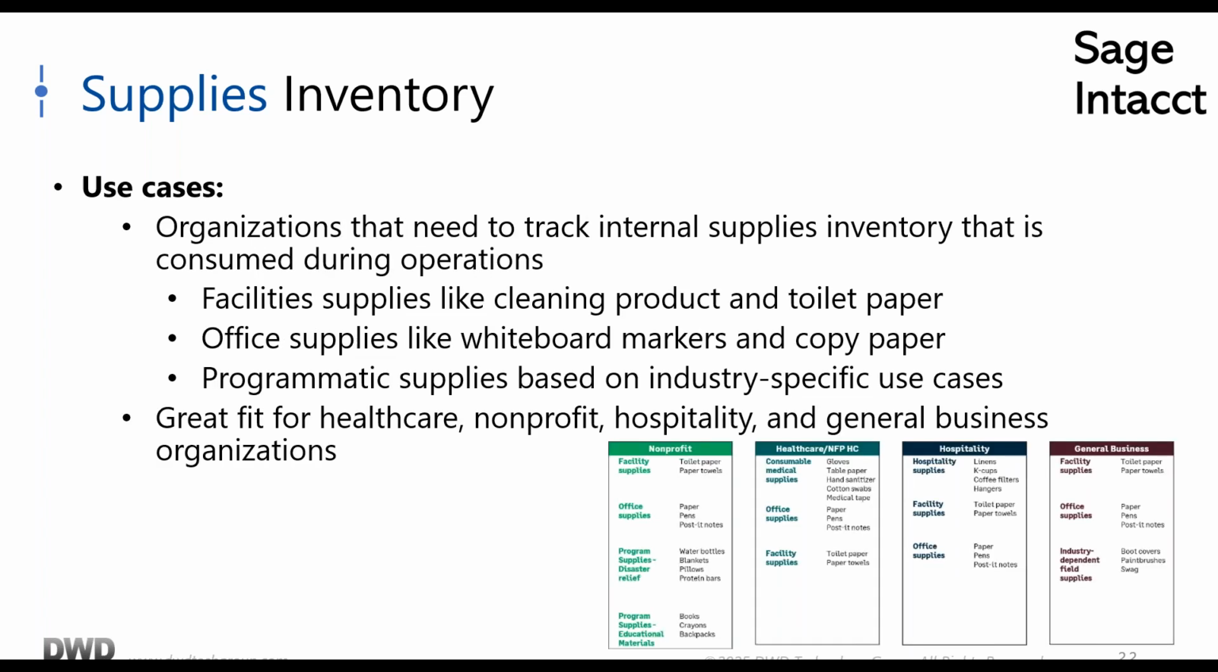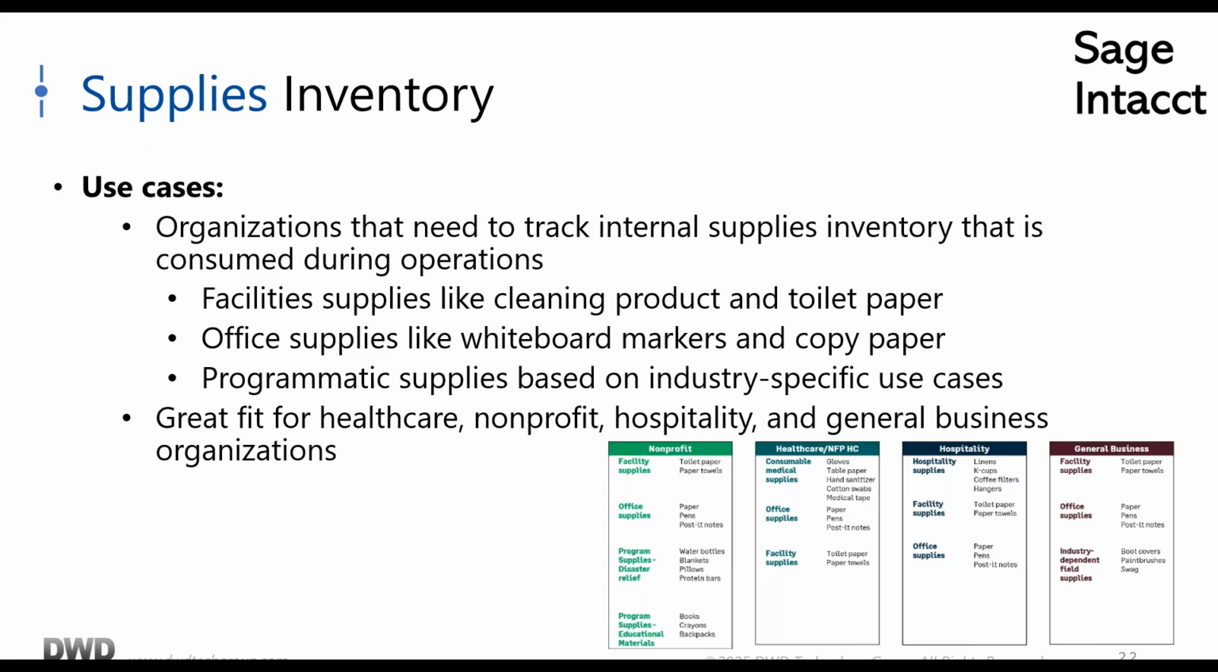So our use cases for this, kind of people that might desire to use it. Organizations who have the best use case for this are those that would need to track internal supplies or supplies that are consumed during operations. Some examples of that would be facility supplies like cleaning products, paper towels, toilet paper, office supplies like your markers, your paper, staples, pens, anything that you might need in a regularly running office, and program supplies.